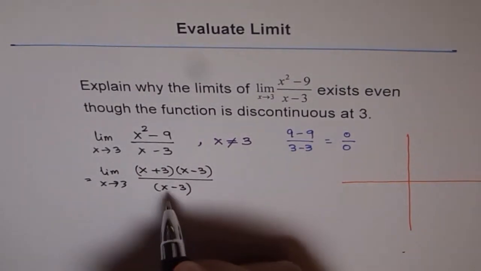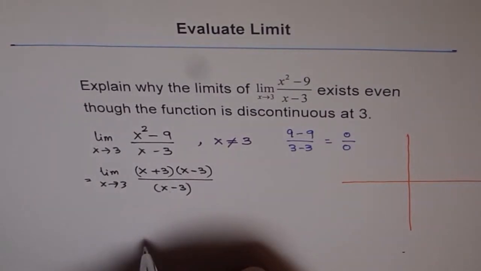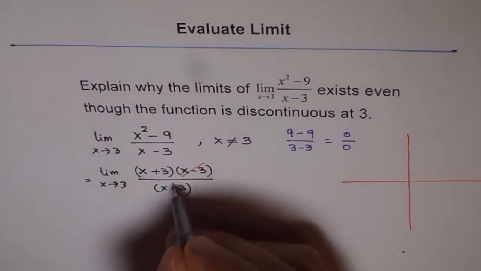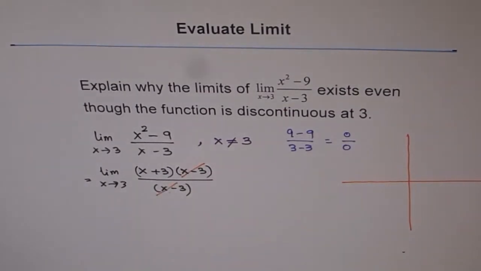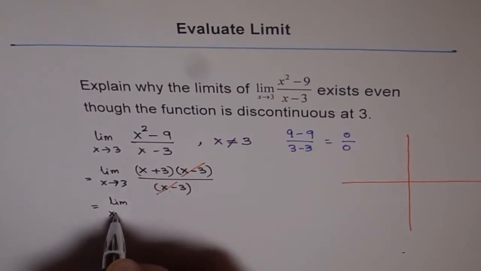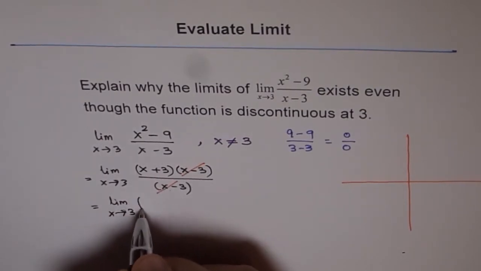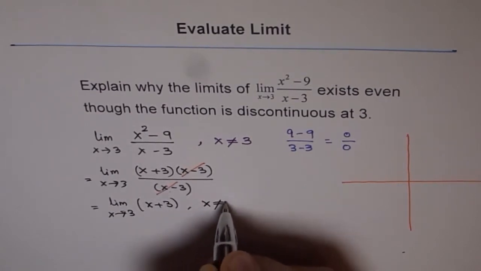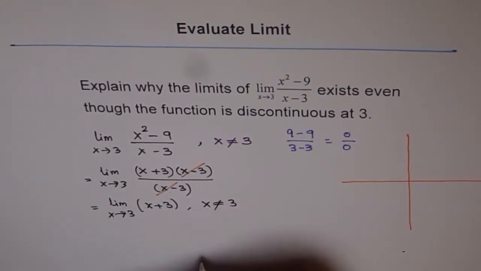Now you see, x minus 3 and x minus 3 cancel out, or you can say x minus 3 divided by x minus 3 is 1, and therefore we have the limit as x approaches 3 of x plus 3. And of course, x is not equal to 3. Perfect. That is equivalent to this expression. Absolutely the same.